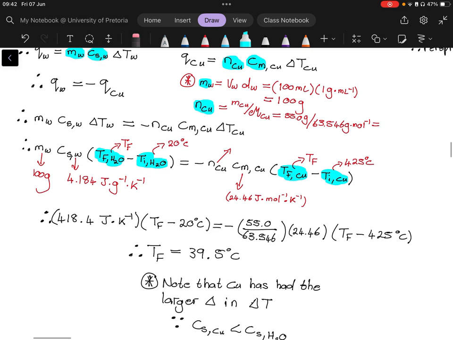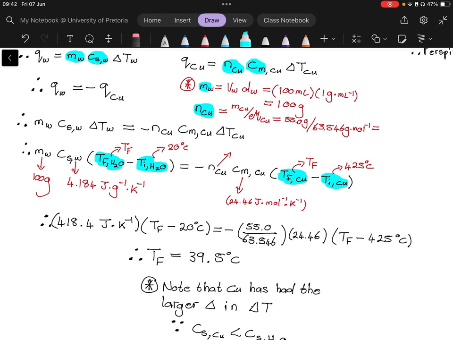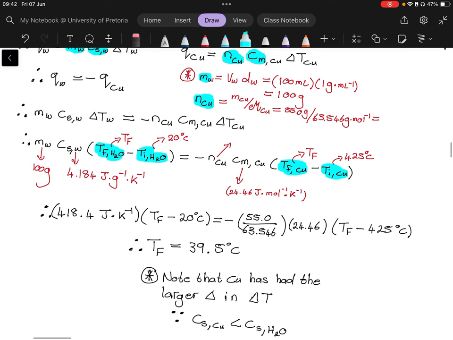So that means that the copper has had the larger change in temperature. And of course, that is, as you know, from the fact that the heat capacity of the copper is smaller than the heat capacity of the water. You can see that in the molar heat capacity or in the specific heat capacity. You can go look up the specific heat capacity of copper. It's much less than water. In other words, water's capacity to carry heat per gram of the substance is much higher than that of copper's.